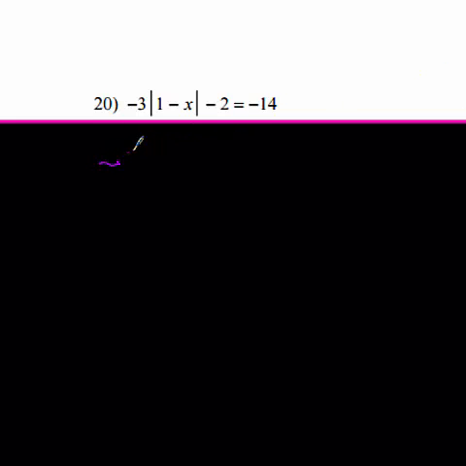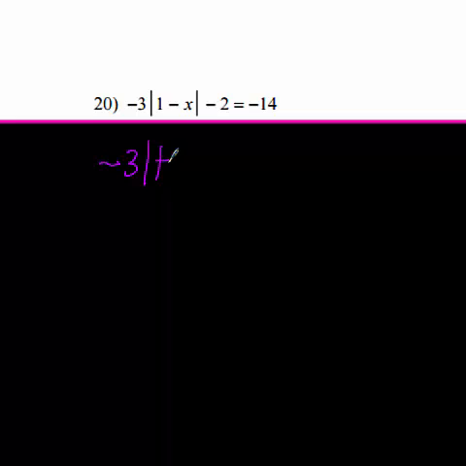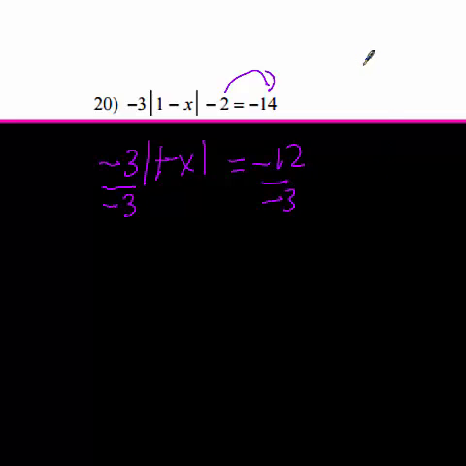So let's go through and we're going to move our 2 over. So now I got negative 3 times the absolute value of 1 minus x. And if I move the 2 over, I know I'm adding 2, so that would give me negative 12. And I can't distribute this in. Nothing goes into an absolute value. So the only way to get rid of that is divide by negative 3.